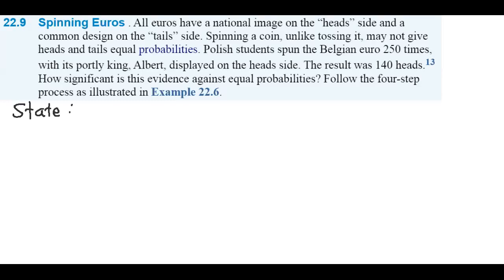If we state our problem, then we're asking ourselves, is the proportion of spins that land as heads the same as the proportion of spins that land as tails? Are the proportions the same?